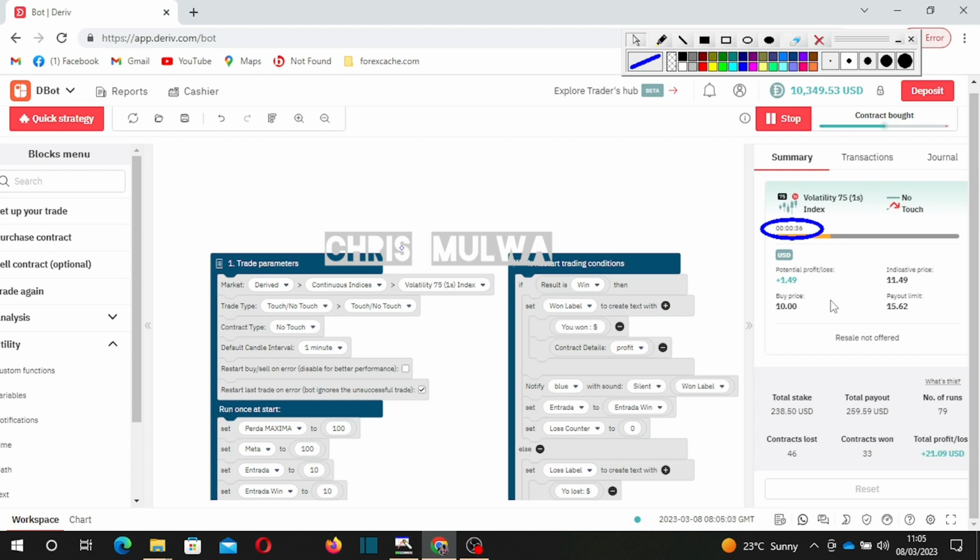So there is a lot of things that have been set on this bot. We are missing it. We are missing this one. This will be a huge loss. Okay, what? We are almost missing it. But let us see. We have won. We have won that contract.